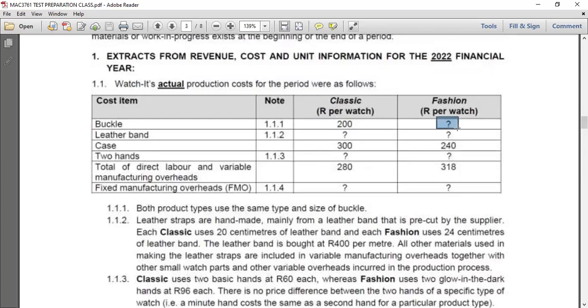How much will be for fashion? It's 200 as well. 200. Perfect. Very perfect. They are using the same type and same size, so obviously the cost will be the same. So it will be what? 200. So that means the backhoe is 200.